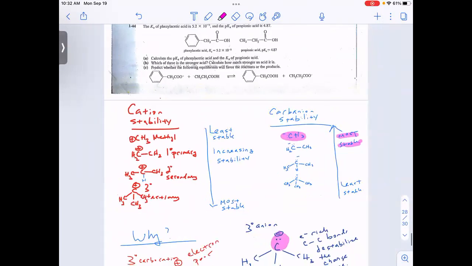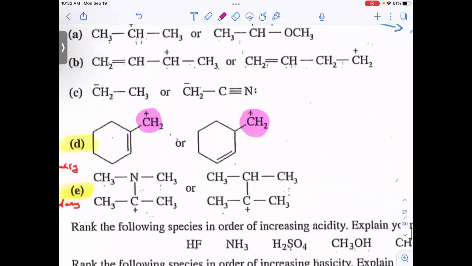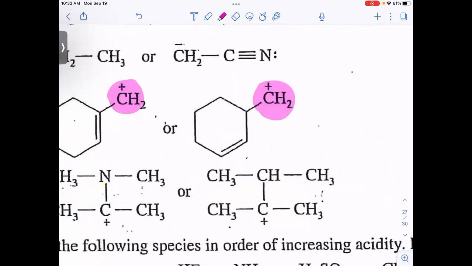All right, so let's go back to our example. So what type of cation is this CH2? Is it methyl? It's not methyl because it would just be CH3 by itself, right? Is it primary? Is it secondary? Is it tertiary? What is it? Primary. They're both primary. Good, excellent.